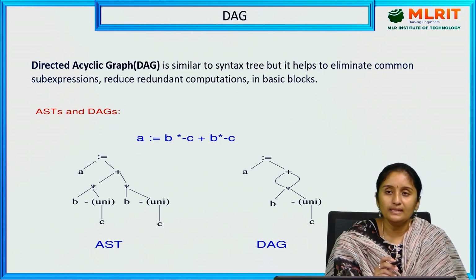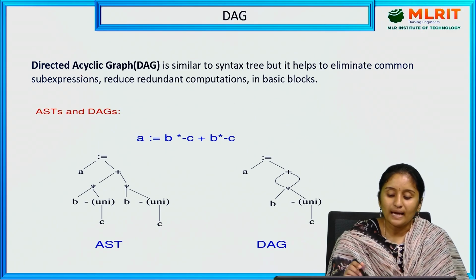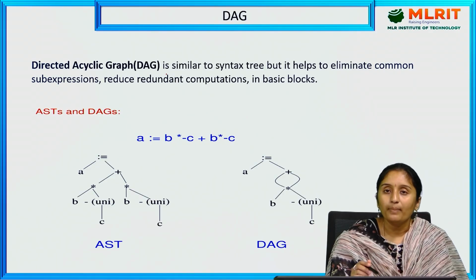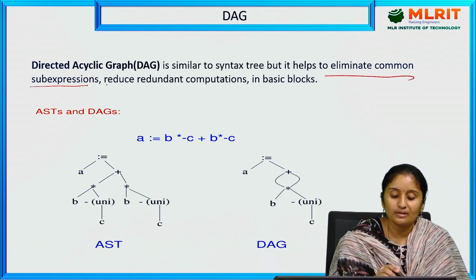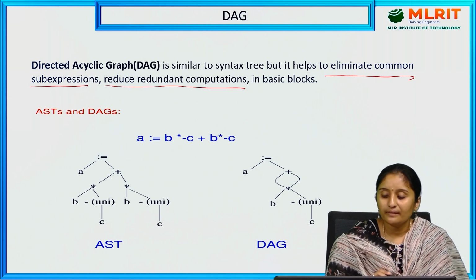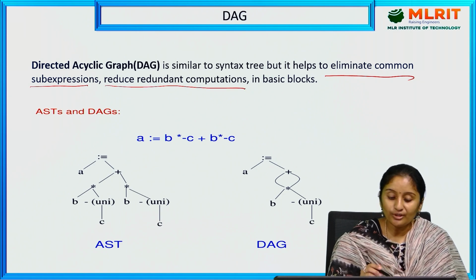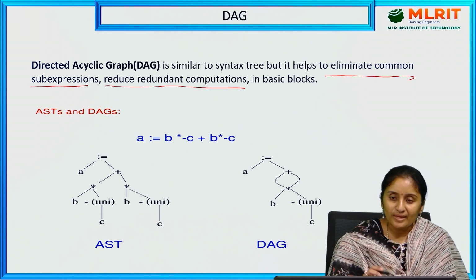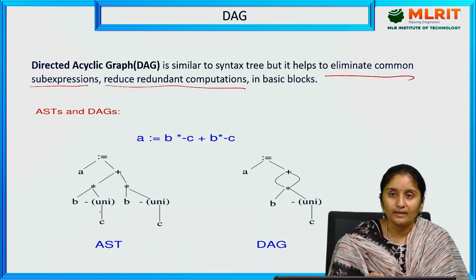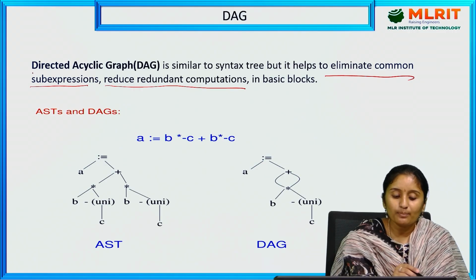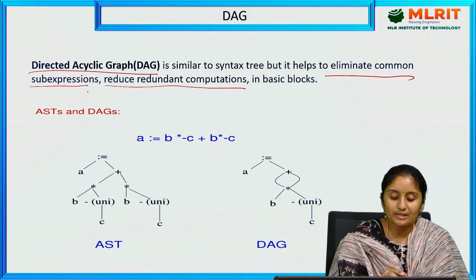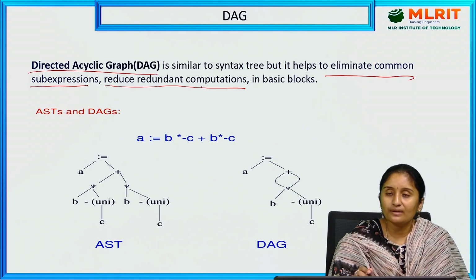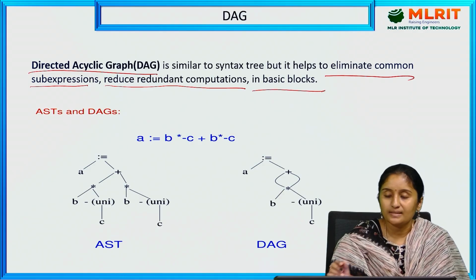So, the next one in tree form is the DAG. DAG is similar to the syntax tree, but here we are going to eliminate the common sub-expressions and reduce the redundant computations. We are going to construct a syntax tree, and from this syntax tree we are going to eliminate common elements. That is what we call a DAG. We are going to eliminate the common sub-expressions and reduce the redundant computations in basic blocks.